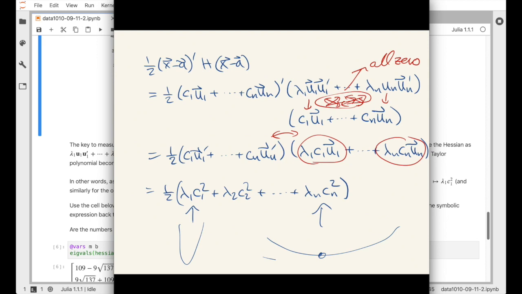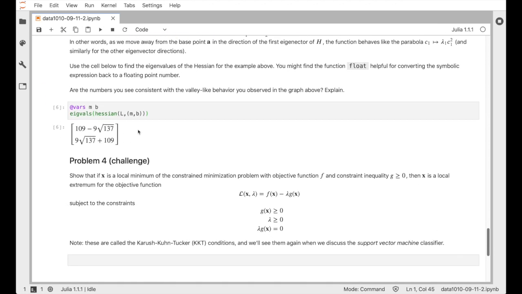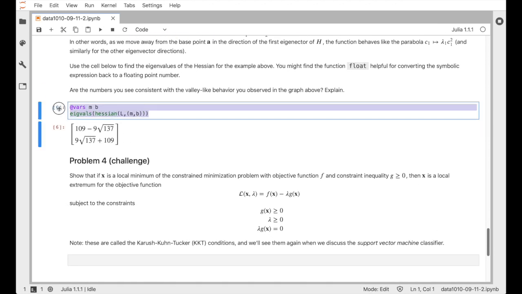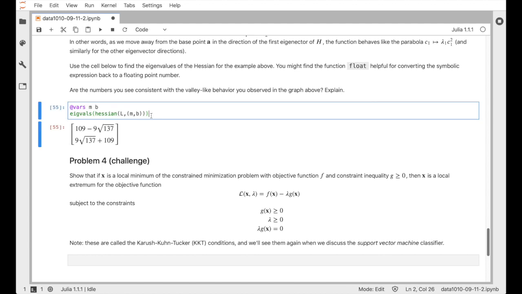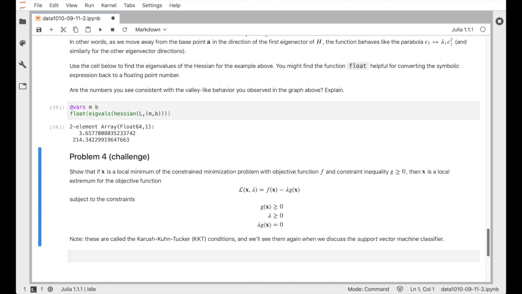So we can tell by the relative sizes of lambda 1 and lambda n how extreme this difference is between the directions where we have the greatest curvature and the directions where we have the least curvature. So for example, with the problem that we started with, we might look at the Hessian and check its eigenvalues. And we get these radical expressions. So that's SymPy exactly finding the eigenvalues for us. But if we want to compare how big they are, we'd rather just see decimal representations. And sure enough, one of them is over 200 and the other one is less than 4.